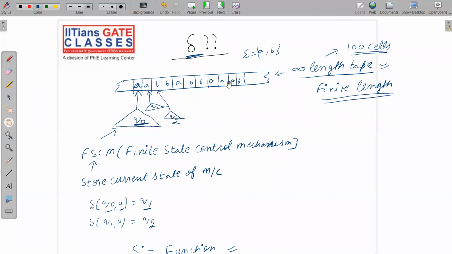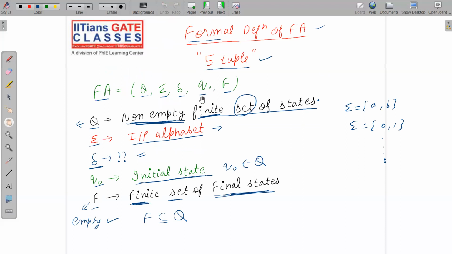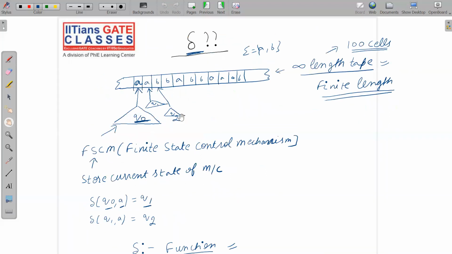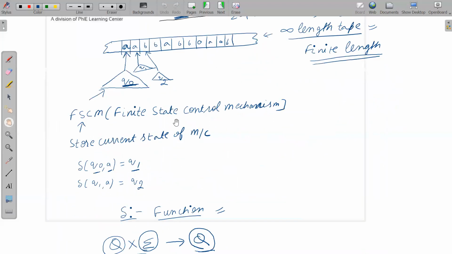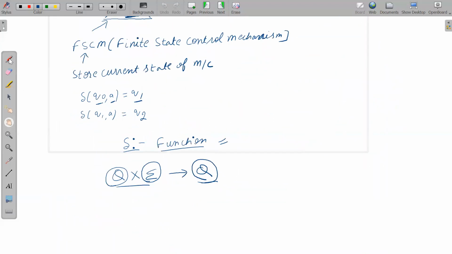Now we should revise all these things first, and then we will move to the next topic. So an FA is a 5-tuple: Q, sigma, delta, Q0, F. Q is a non-empty finite set of states. Sigma is the input alphabet. Delta, as I have already told you, is a transition function. Let me give you the technical word for it: delta means transition function.